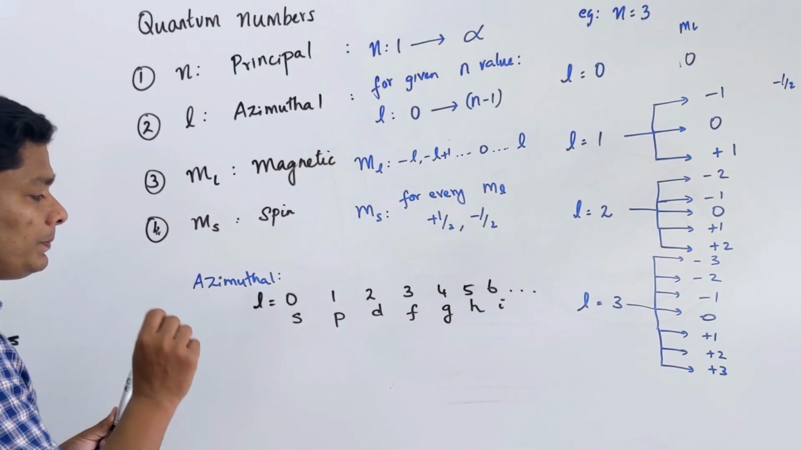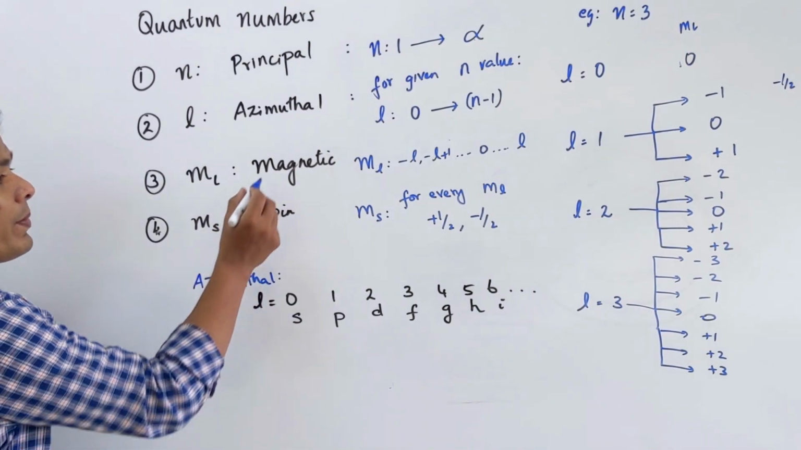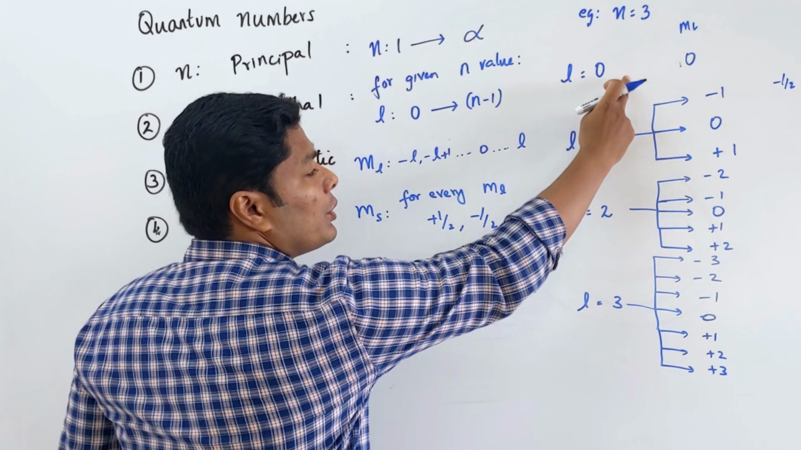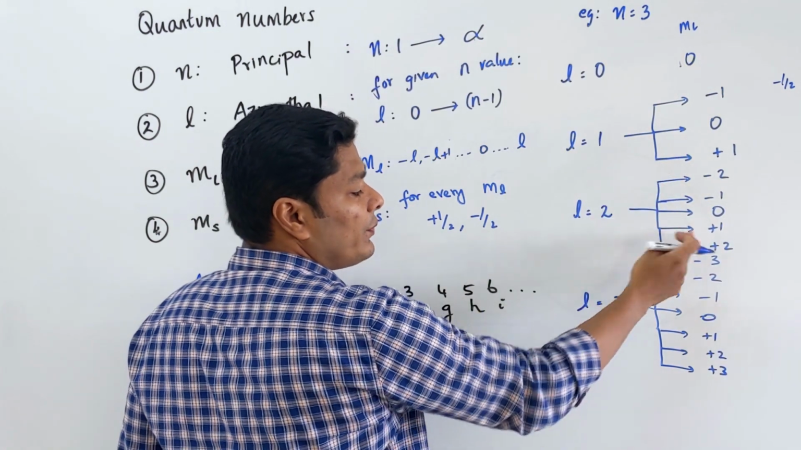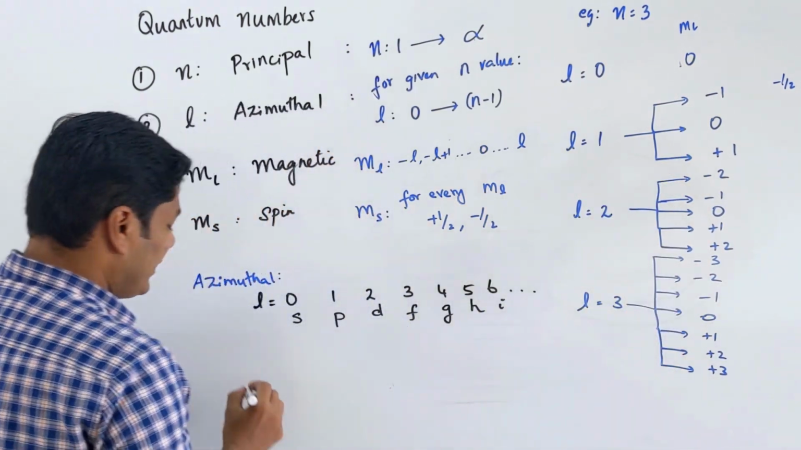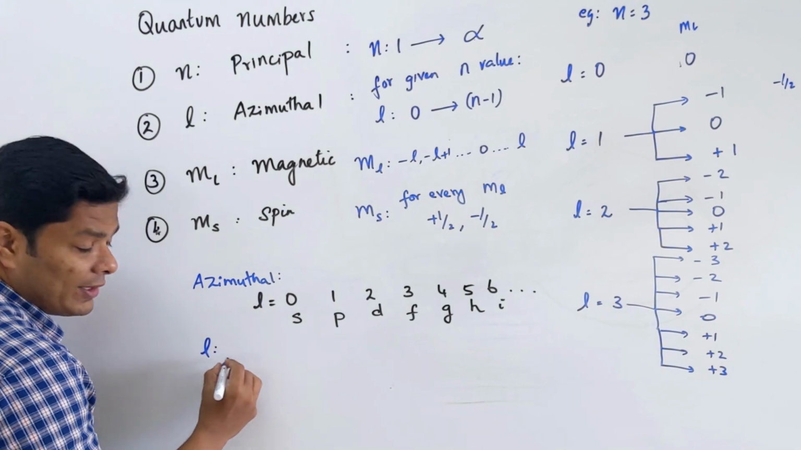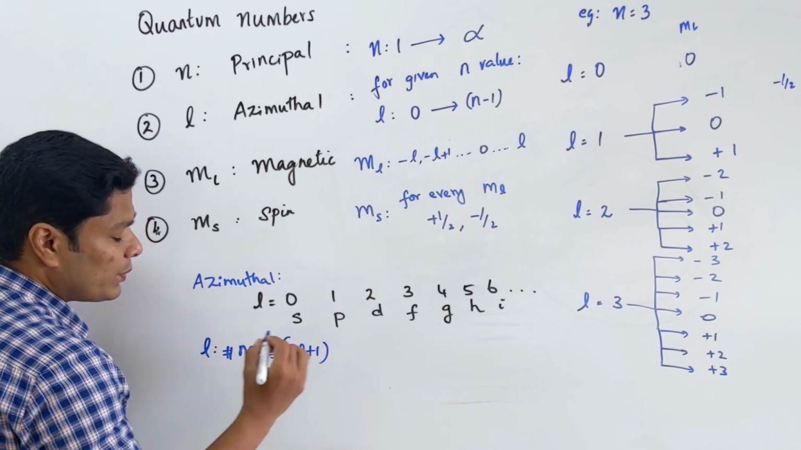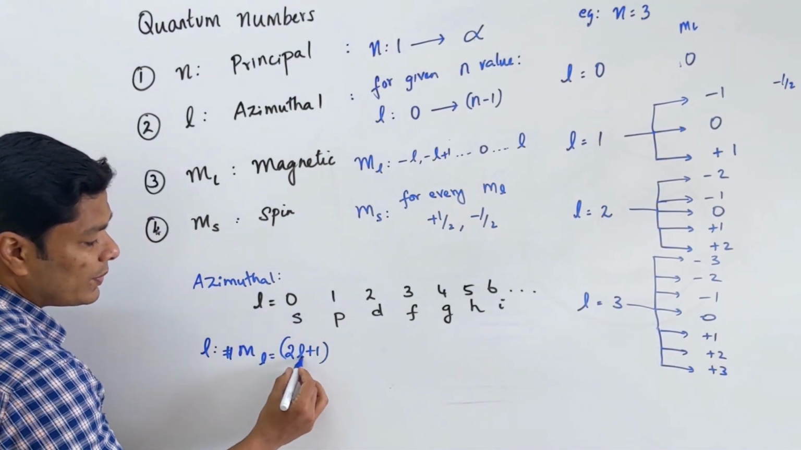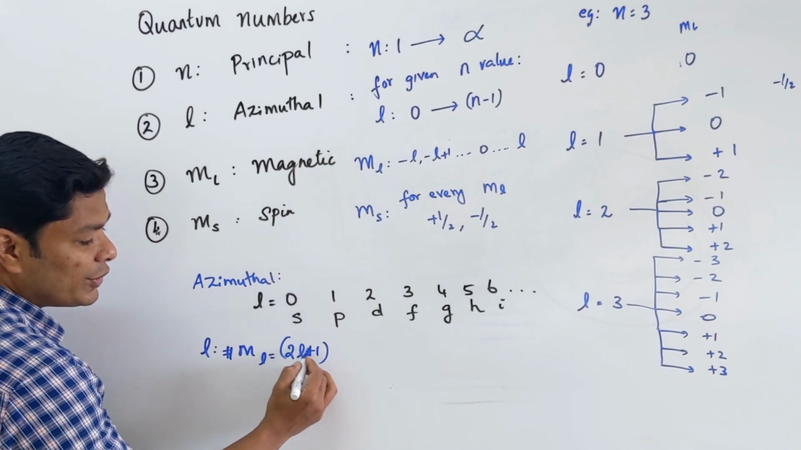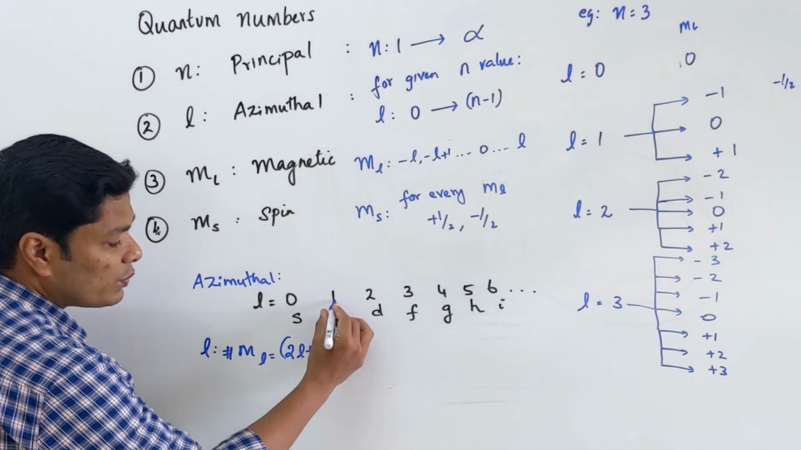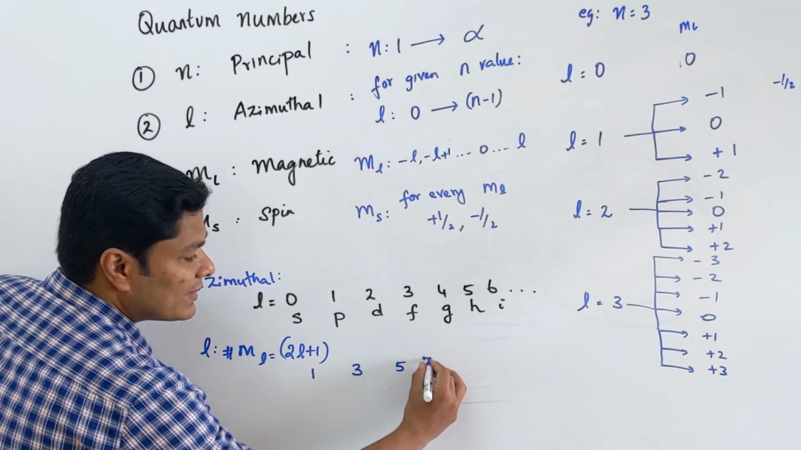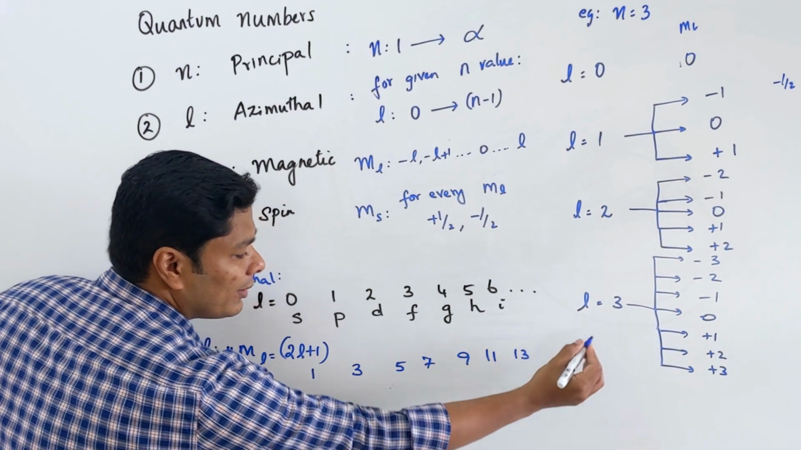Now the other thing that we can do is how many magnetic quantum number values will be there for a given L value. So for 0 it is 1, for 1 it is 3, for 2 it is 5, for 3 it is 7. So for a given L, the total number of ml values is 2L plus 1. So for s orbital, L is 0, 2 times 0 plus 1 is 1. For p, 2 times 1 is 2 plus 1 is 3. For d, 2 times 2 is 4 plus 1, 5. Similarly 7, 9, 11, 13, it will go on.